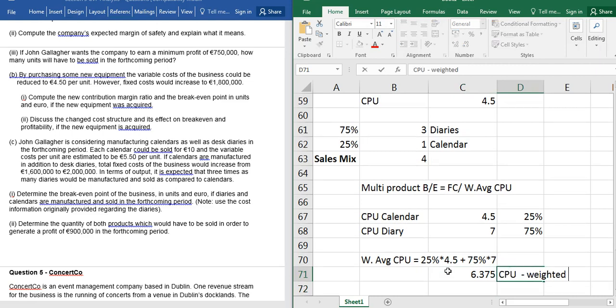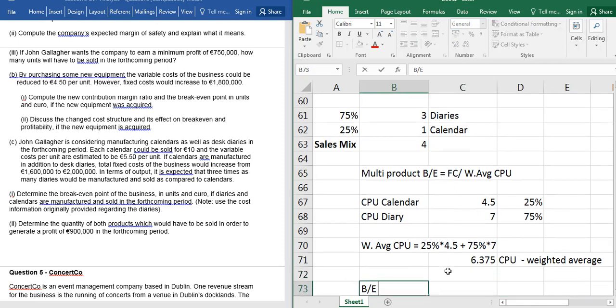the weighted average. And the weight that you use here is your sales mix. So what we're saying is, on average, every unit that we sell makes a contribution per unit of 6.375. Some of them make less, some of them make more, but on average, it's that. And we need a single figure to do our break even.